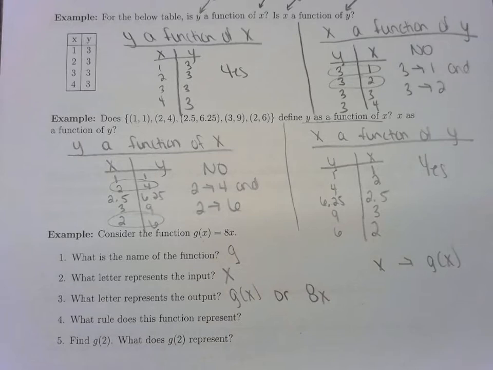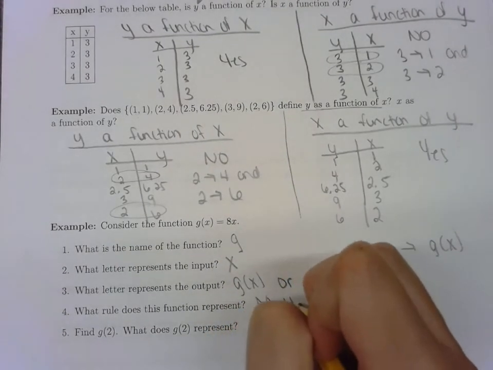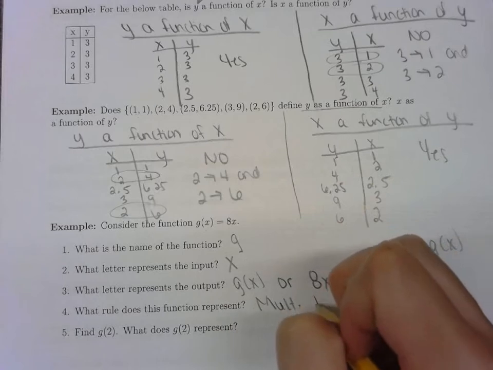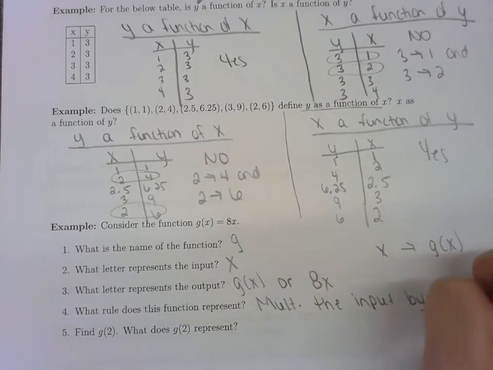Number 4, what rule does this function represent? Okay, so you can see it says to take the input value and multiply it by 8. So that's the rule. We can actually say what the function means: multiply the input by 8.